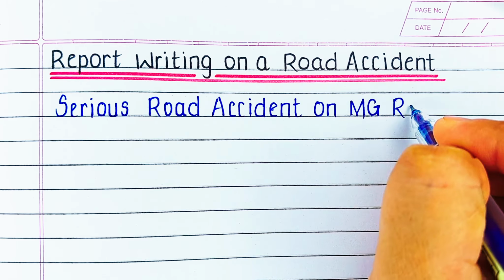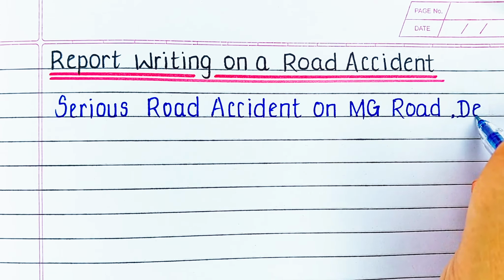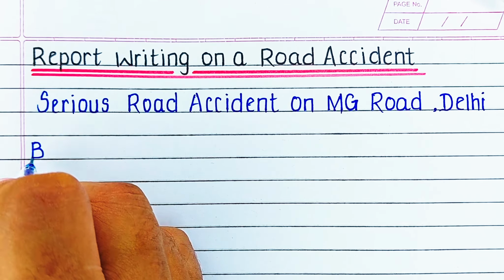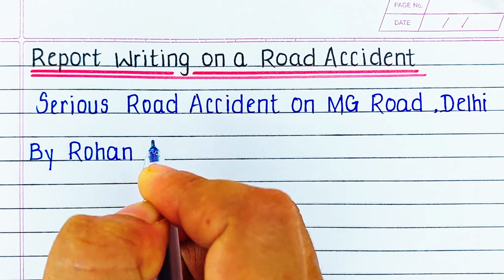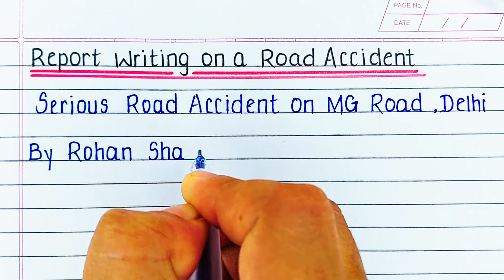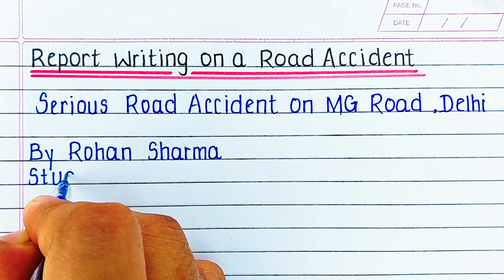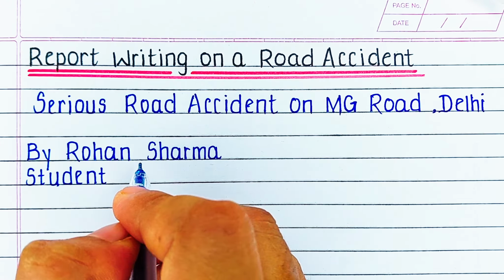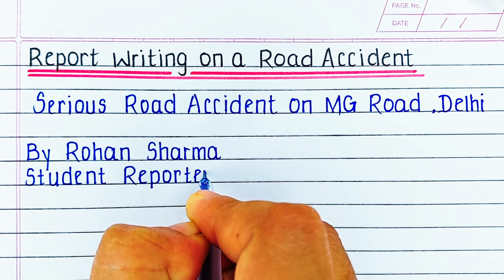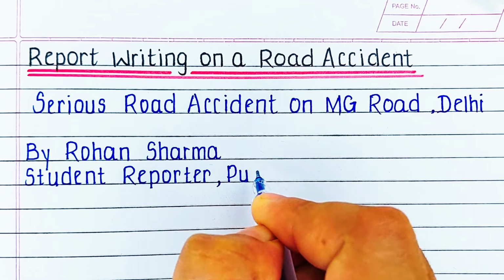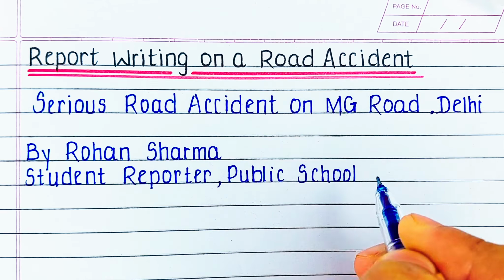First is the title. Here, for example, I am writing Serious Road Accident on MG Road, Delhi. Next, the name of the reporter. For example, I am writing by Rohan Sharma. Followed by his or her designation. Here, for example, I am writing student reporter, public school.